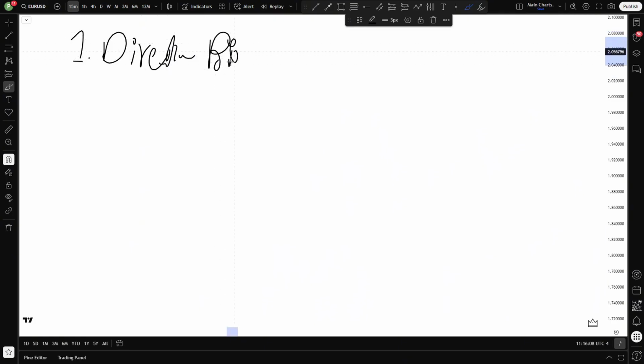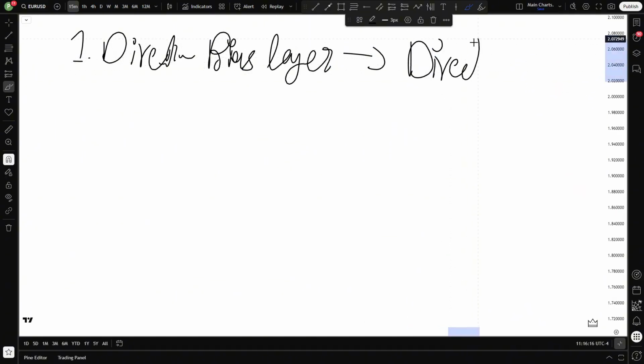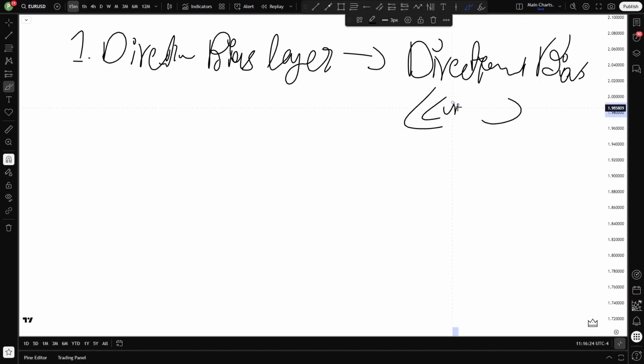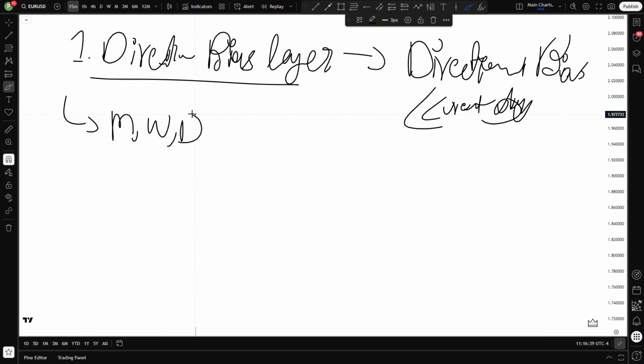Okay, so first of all, we discussed the directional bias layer. The objective of this layer is to establish or to determine a directional bias. Okay, and this directional bias will be just for the current day. Okay, not tomorrow, not the day after tomorrow, but for the current day. And within this layer, we first of all defined the time frames that would be focused on, and they were the monthly, the weekly, and the daily time frames.